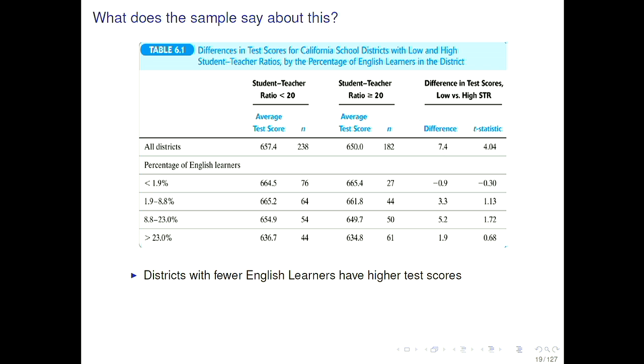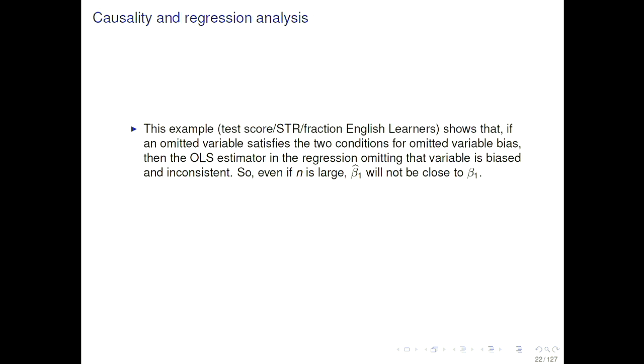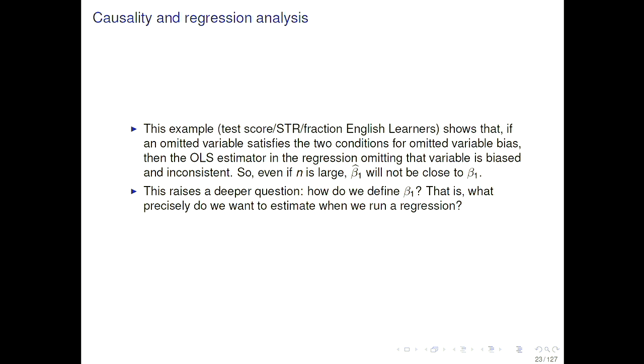So if we aggregate the whole population, it looks like the effect of having a smaller class size on the test score is 7.4. But if we control for the percentage of English learners, then the effect tends to be much smaller. This means the percentage of English learners really affects the left-hand side variable, which is test score, and that is correlated with student-teacher ratio. Okay, so let's use this notation, percentage of English learners, for this variable.